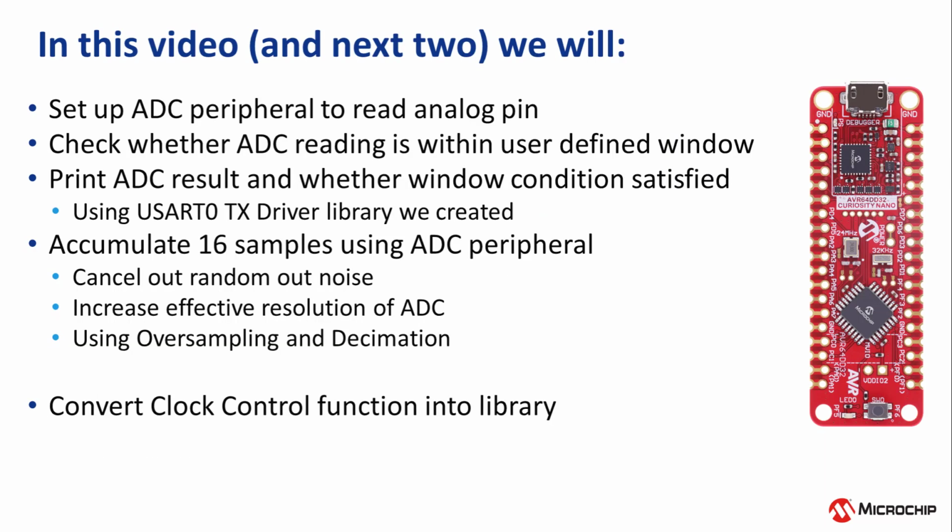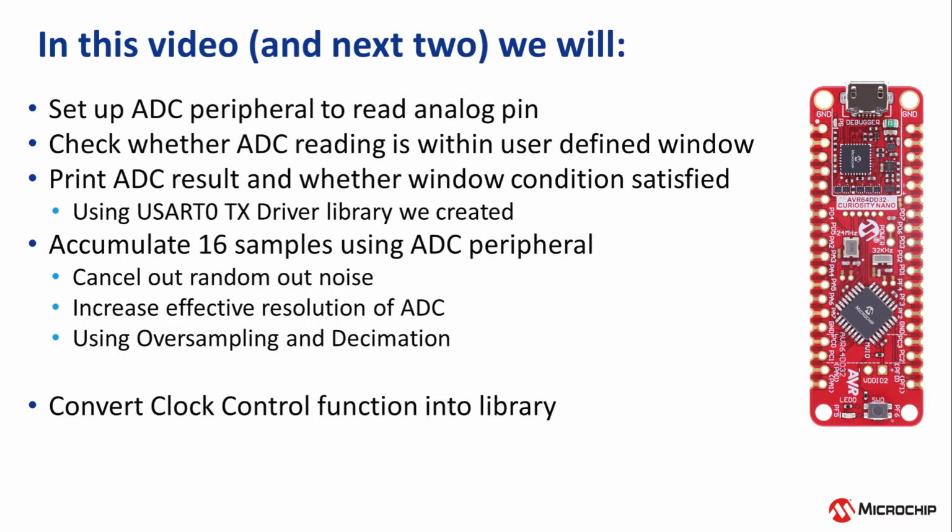In this episode and the next 2 episodes, we will set up the ADC peripheral to read an analog pin, check whether it's within a user-defined window, and print both the ADC result and whether it satisfies the window condition to the terminal using the USART TX driver that we created in episode 8 and turned into a USART library in episode 9.